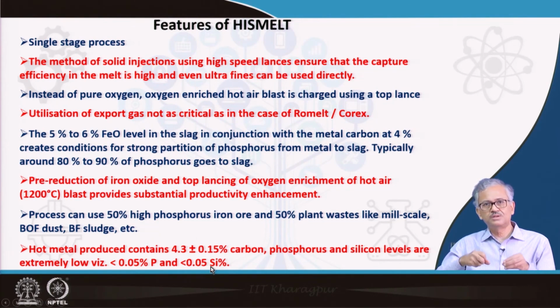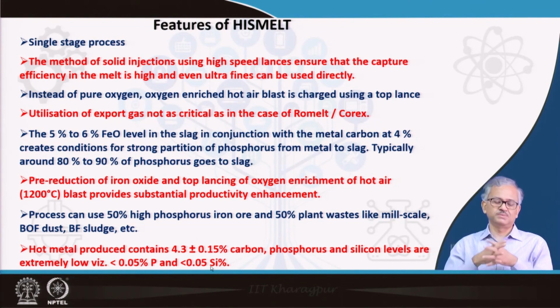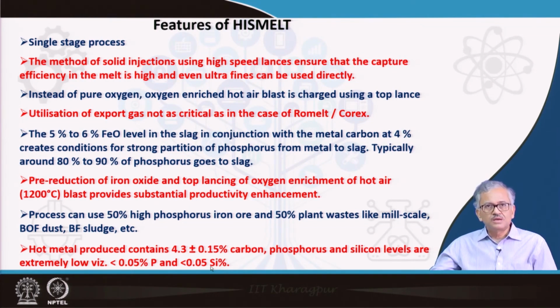From this hot metal, if you take out the carbon, then steel is made. So, you do not have any load on the phosphorus and silicon for the steel making, very few loads. A small amount of phosphorus and silicon has to be removed during the steel making process, only carbon has to be removed. Okay. So, in this process the hot metal quality is much superior to the blast furnace also. Okay. So, this is the HIsmelt process.